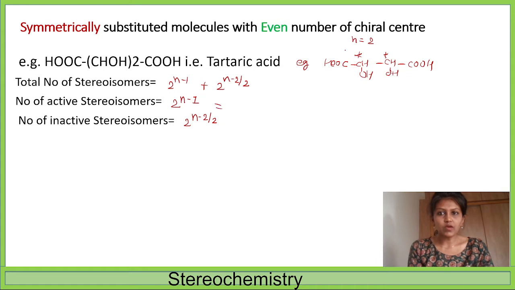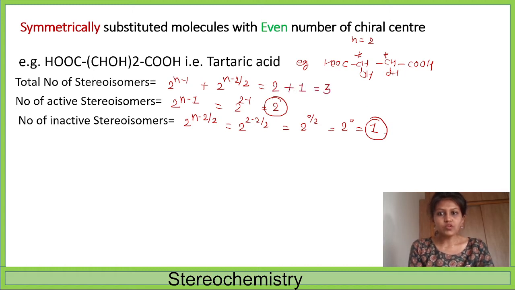So by putting the value 2, we can write 2 raised to 2 minus 1, that is 2, and by putting the value 2 we can write 2 raised to 2 minus 2 divided by 2, that is 2 raised to 0 by 2, that is 2 raised to 0, that is 1. That is, we can say the number of active stereoisomers is 2, the number of inactive stereoisomers is 1. So the total stereoisomers is 2 plus 1, that is 3.